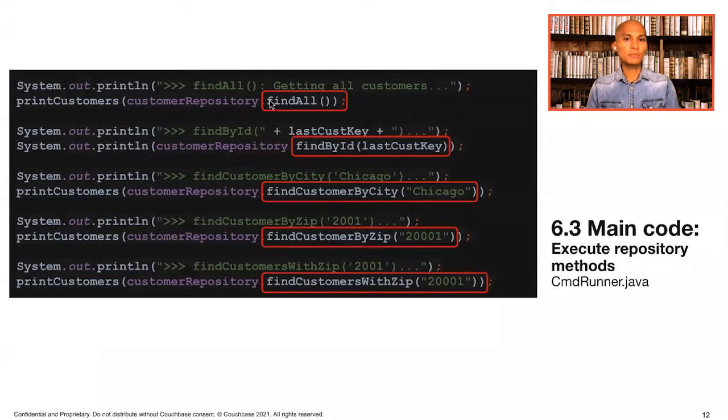Next, we execute our repository methods to demonstrate their use. FindAll and findById are CRUD repository methods. Find customer by city and by zip are customer repository methods. And the last method call is also a customer repository method, but uses our custom select query.